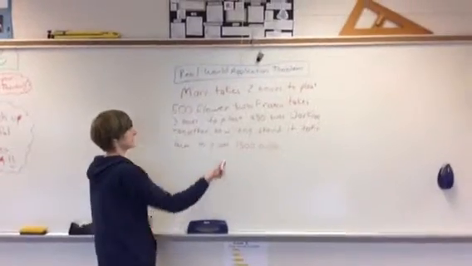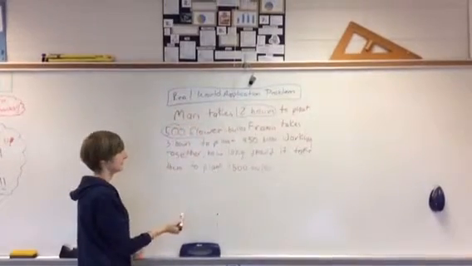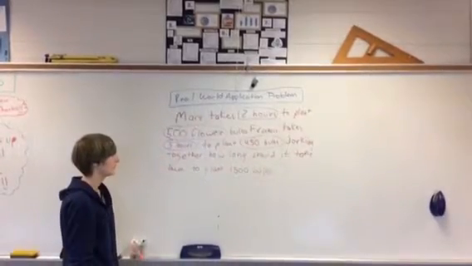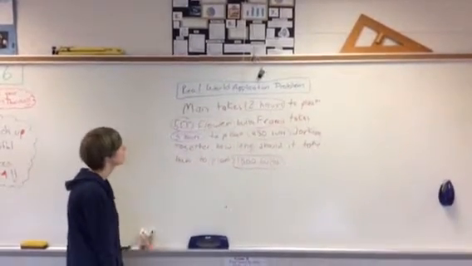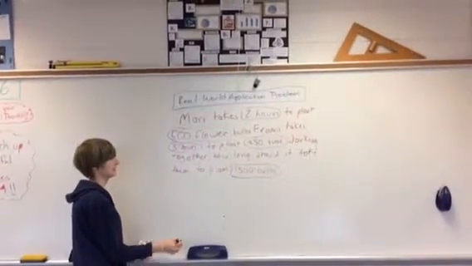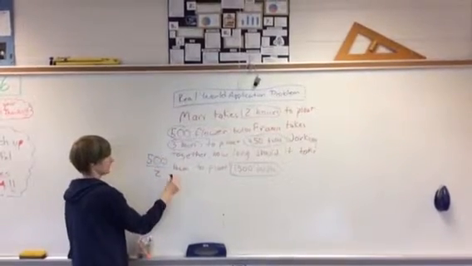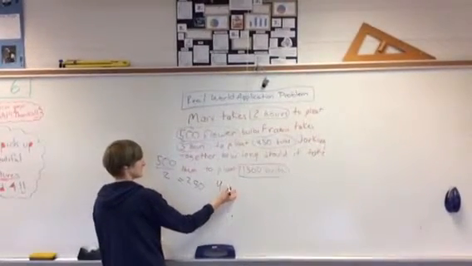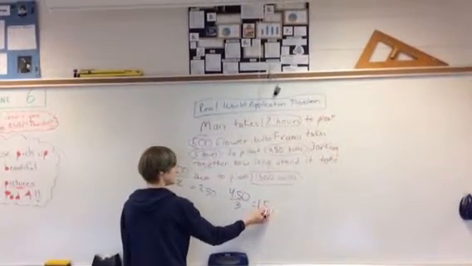Alright, so Mary takes 2 hours to plant 500 flower bulbs, and Francis takes 3 hours to plant 450 bulbs. They want to know how long it will take them to plant 1,500 bulbs if they work together. The first thing you want to do is find the rate at which they are planting. Mary can plant 500 in 2 hours, which is 250 in 1 hour. Francis can plant 450 bulbs in 3 hours, which is 150 per hour.